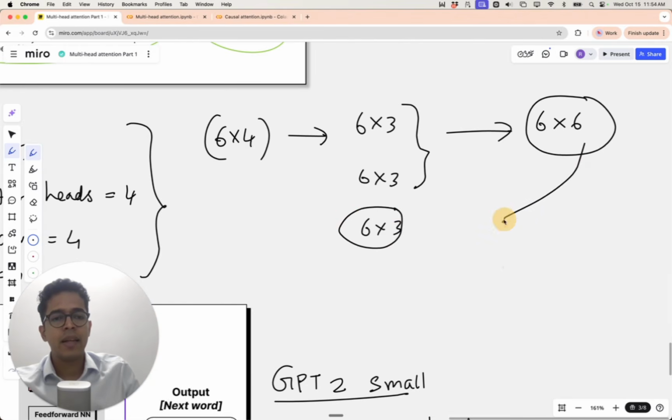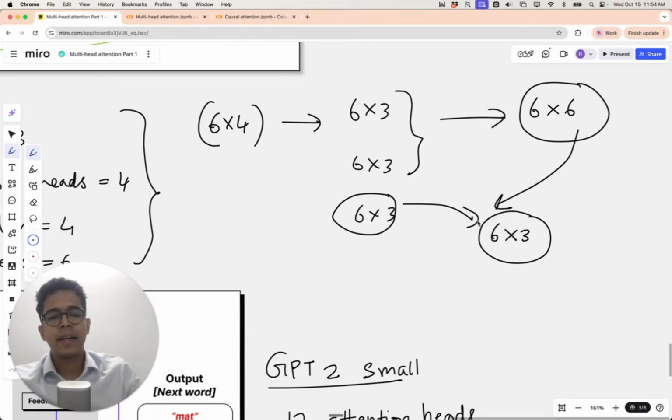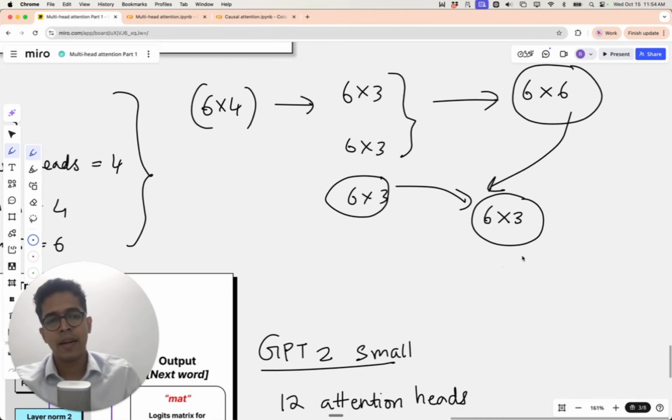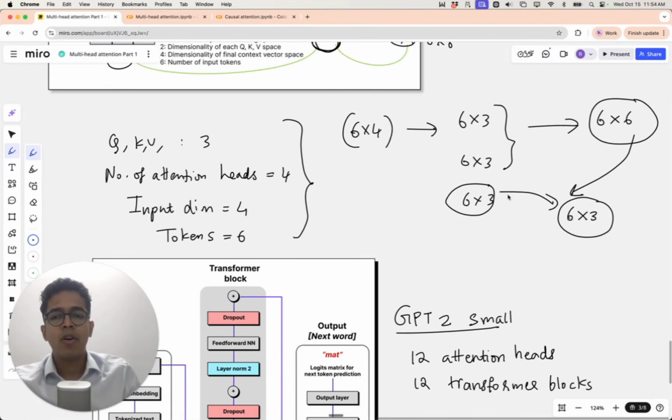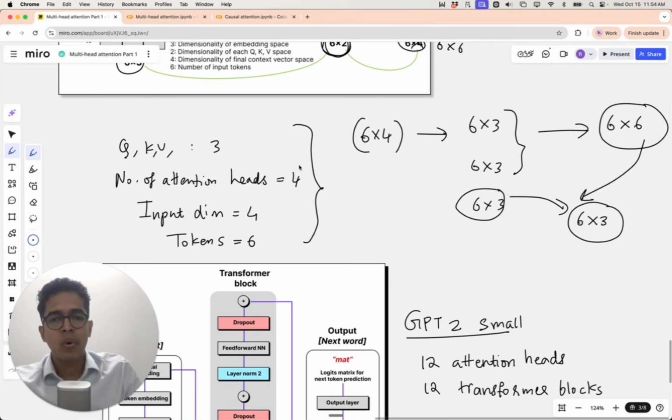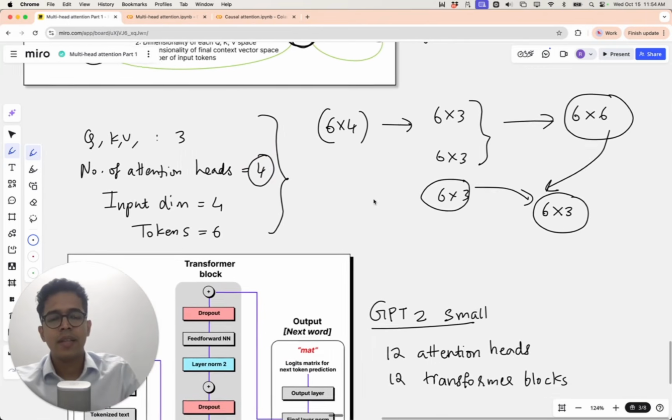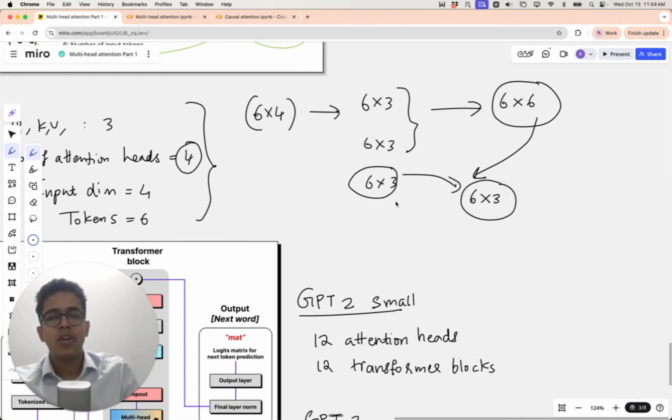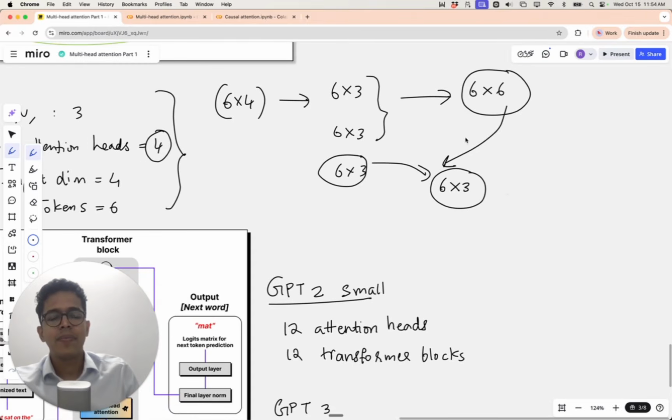So 6 by 3 and 6 by 6 will be multiplied such that the resulting dimensionality will be 6 by 3. Now, this is the resulting dimensionality of the context vector matrix from one attention head. Like that, how many attention heads do you have? You have 4 attention heads, which means when you concatenate, your final dimensionality will be here.